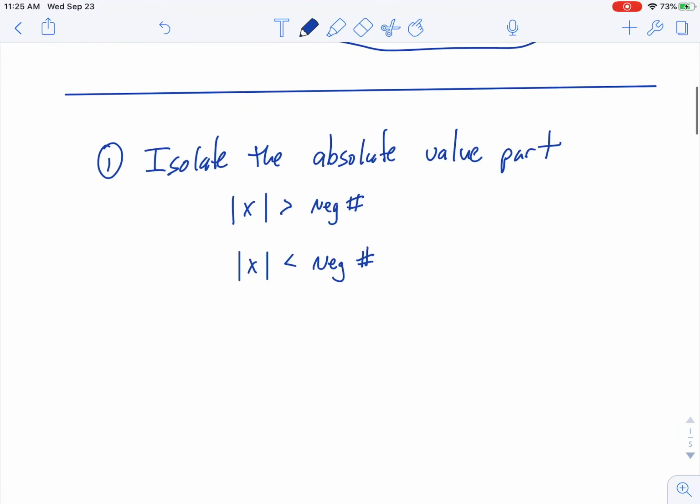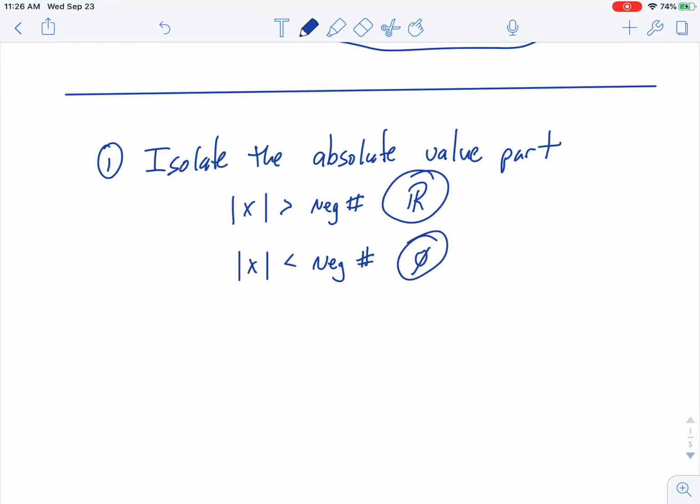So I have it written here. You do have to isolate the absolute value part. So if there's extra numbers or things outside of the bars, you have to go through some steps to move them over to the other side. But if you have an absolute value greater than a negative, this is an all real numbers scenario. If you have an absolute value less than a negative, that is a no solution scenario.